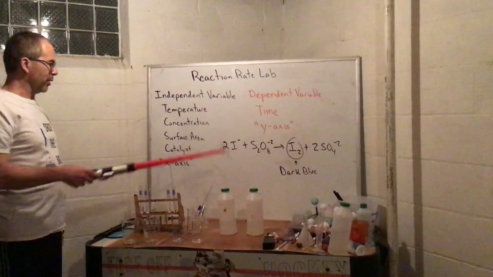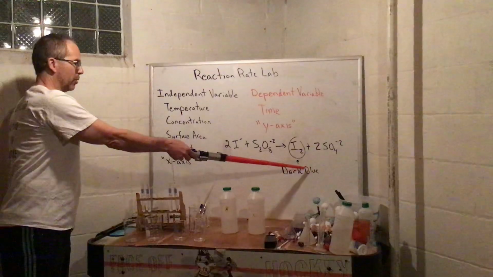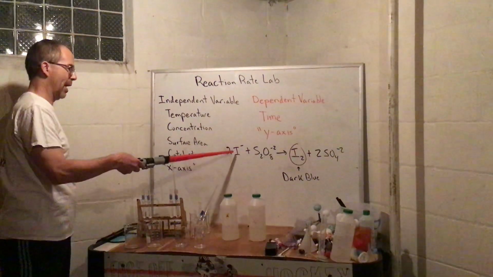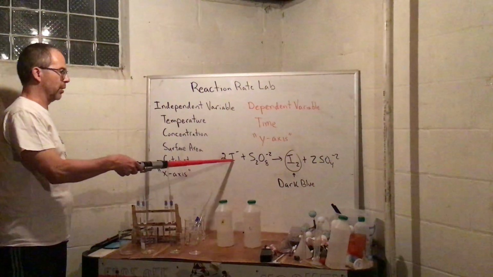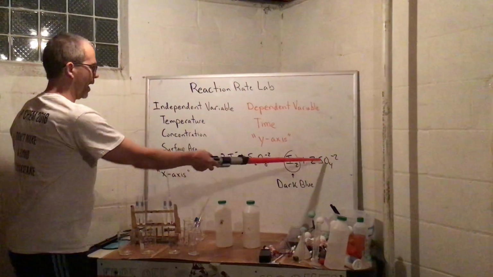I did lace this with a little bit of starch, and what happens is starch turns a dark bluish black if it's in the I2 form, not in this form, but in this form right here. So I mixed in a little bit of starch with this. It's still clear. And then this will be another byproduct.